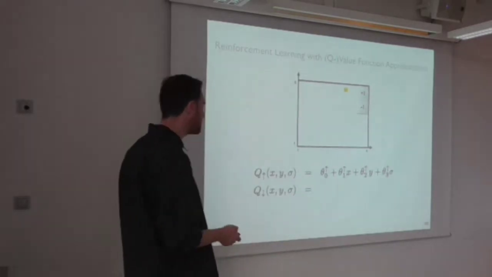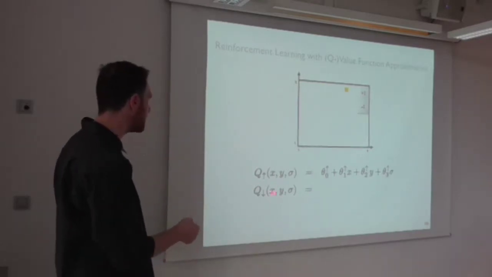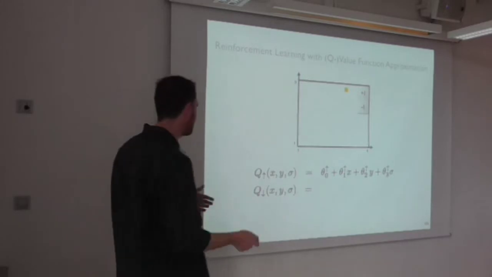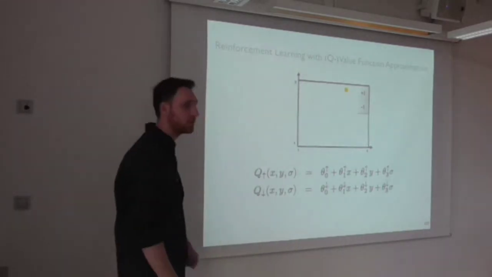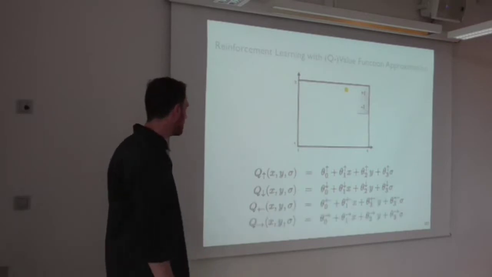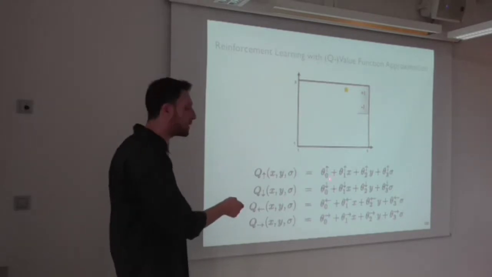And you need to do that for all the other actions too. So you need some way of representing the expected score if you are in this state and you execute action down. It will look something like this. And for the other actions also. Notice how these weights are different for each one of the actions.